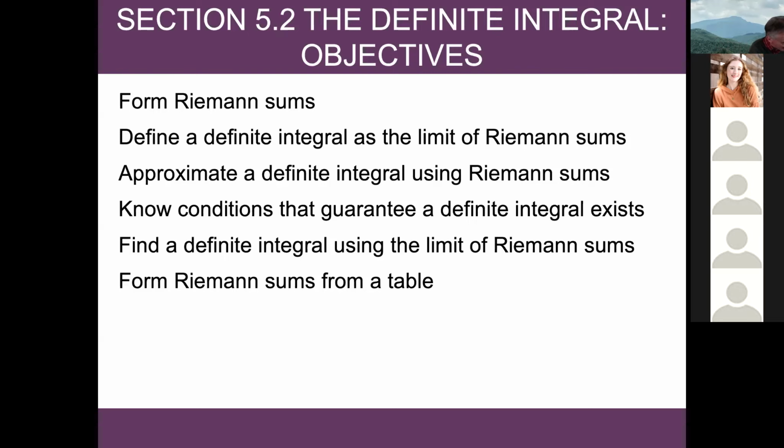And his name is attached to that in a good way. His picture's in the book. Riemann, a German mathematician, Georg Friedrich Bernhard Riemann. I believe it's Riemann. That's the way I've always heard it pronounced. But anyway, define the definite integral as a limit of Riemann sums.